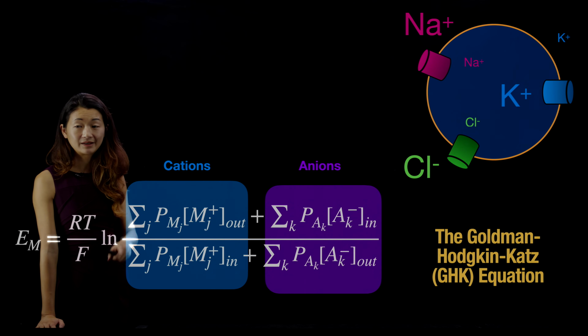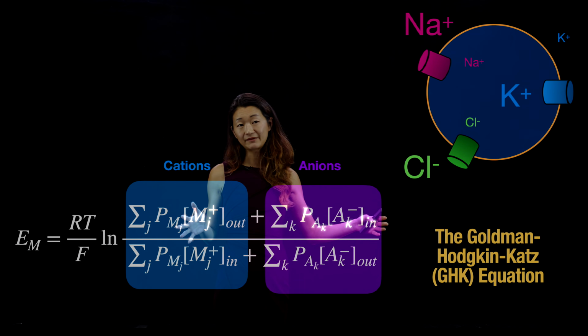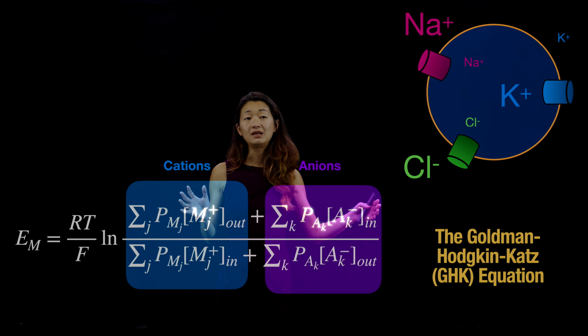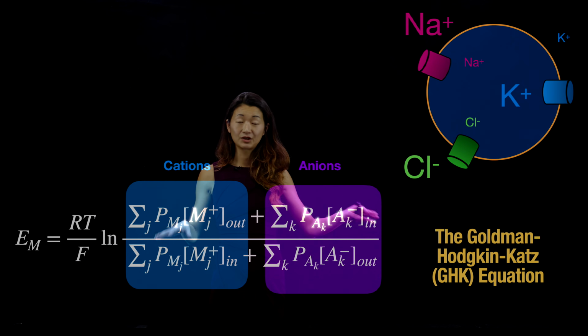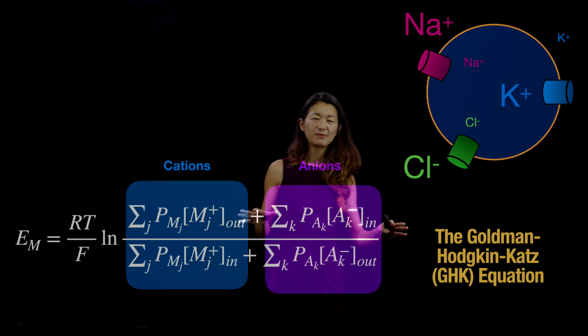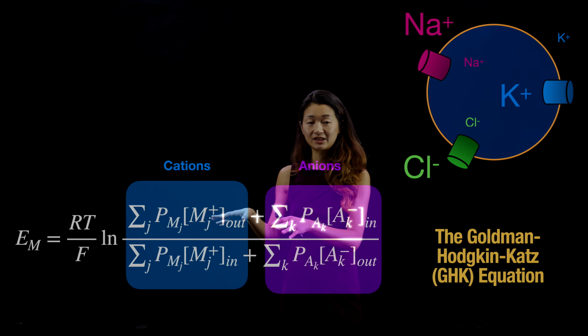RT over F is exactly the same as before, logarithm exactly the same as before, but now instead of having one ratio of outside versus in, we're going to be doing a weighted sum of all of the ions here. So let's break this down. We've mostly been talking about cations so far. Let's just ignore the anions. We'll just talk about the cations, the positively charged ions.